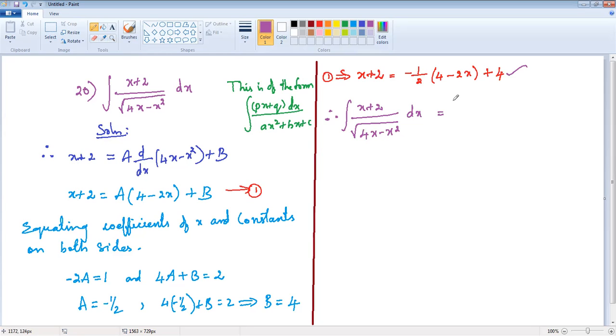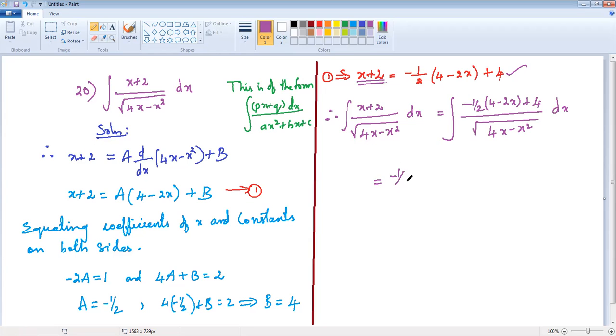Which is equal to the integral. In x plus 2 you replace the value. Okay, it is minus 1 by 2 into (4 minus 2x) plus 4. In the numerator you replace this value, over square root of 4x minus x square into dx. And now the numerator has two terms, right? Split it: first term by the denominator, second term by the denominator.